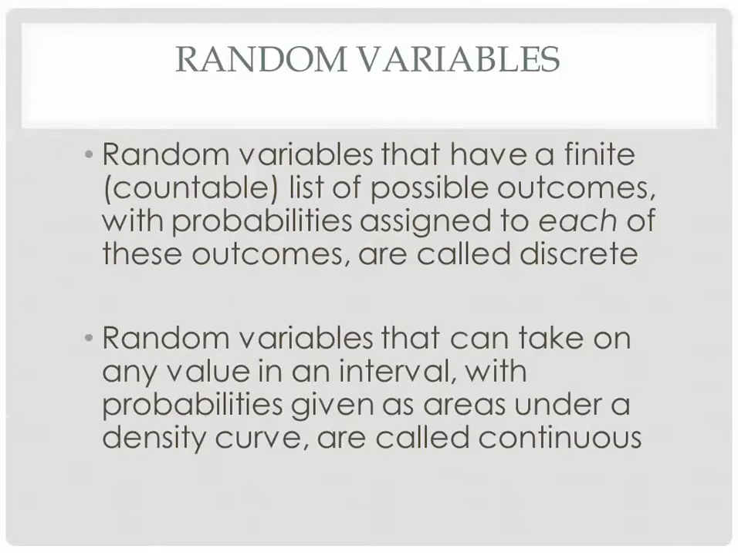On the other hand, you might have random variables that can take on any value in an interval. And so probabilities now aren't assigned to a single outcome, but now they're assigned to intervals of outcomes. And they're assigned by talking about the area under a density curve. So we're going to have to define those terms. Those are called continuous.